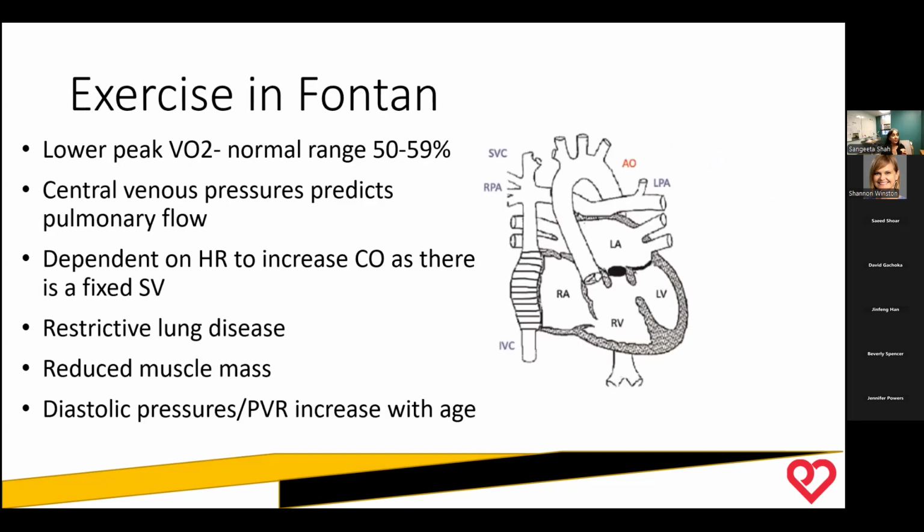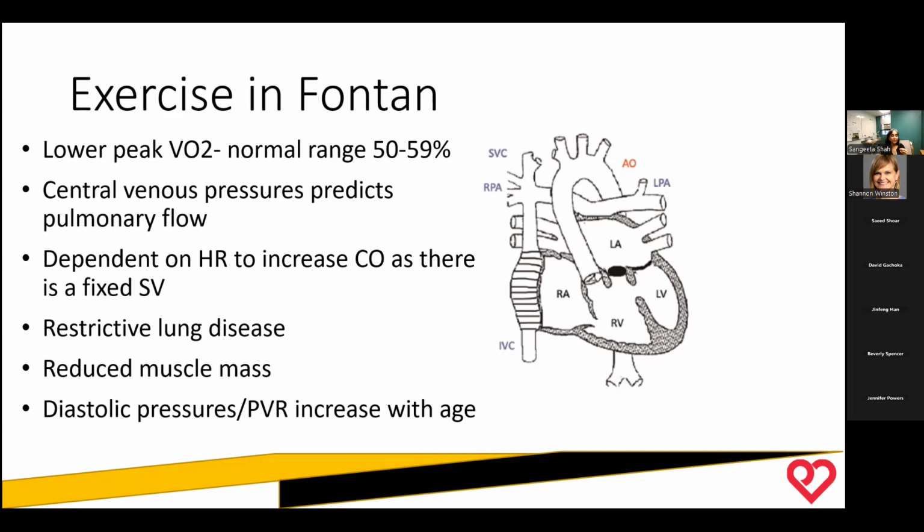So going into a little bit of literature and discussing this, exercise in Fontans, as I've discussed, they have a lower peak VO2. The normal range is about 50 to 59%. We know that central venous pressure predicts pulmonary blood flow. So what I tell everybody is think of this as an RV infarct. You've got to have your tank full in order for the blood flow to spill into your pulmonary arteries and get oxygenated. But you don't want your tank to be too full because it's passive blood flow that goes in from the Fontan into the pulmonary circulation.